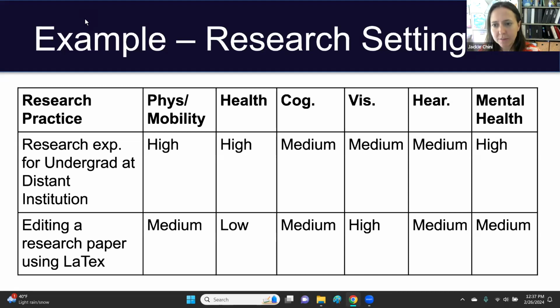The second practice that we've pulled out here for the research setting is editing a research paper using LaTeX, and this was inspired by a high energy physics community paper out of the Snowmass Initiative, specifically on accessibility. We consider this to load medium on the physical mobility dimension because LaTeX does not natively interact with screen readers. And so the person may need to use something else in order to navigate within the LaTeX system compared to what they are typically used to using.